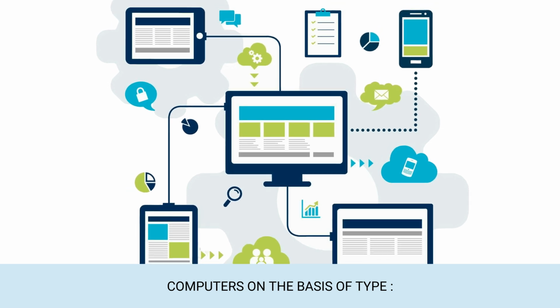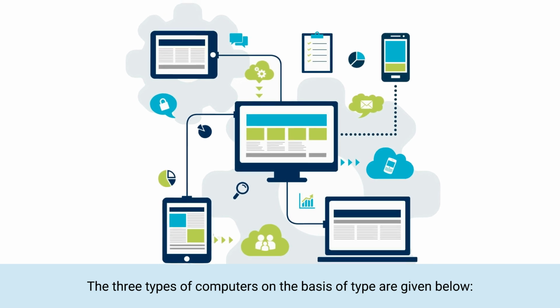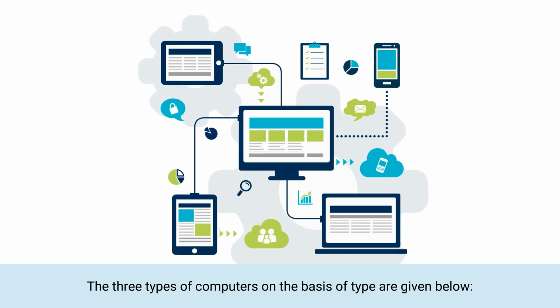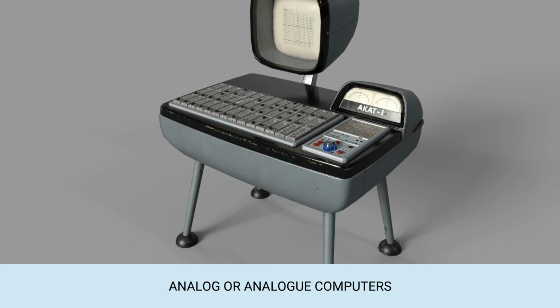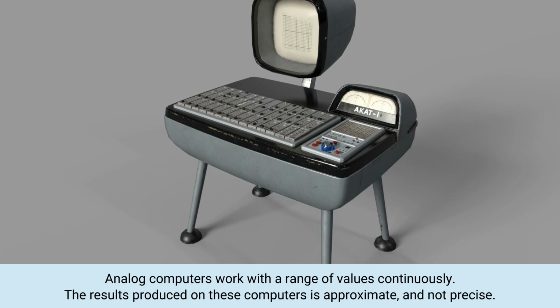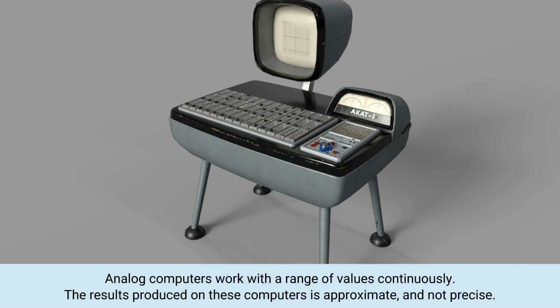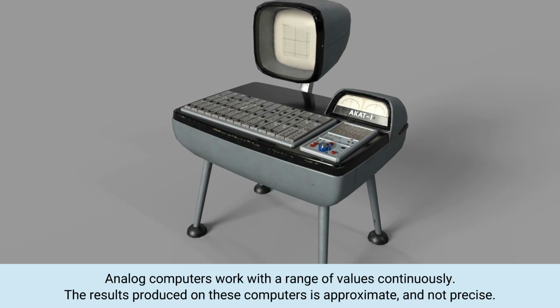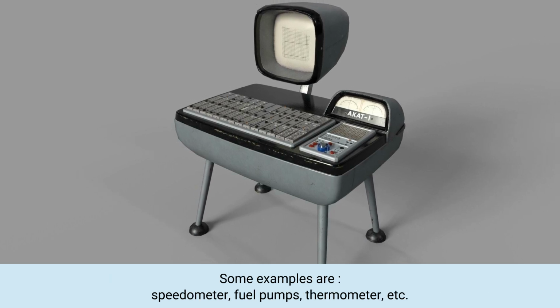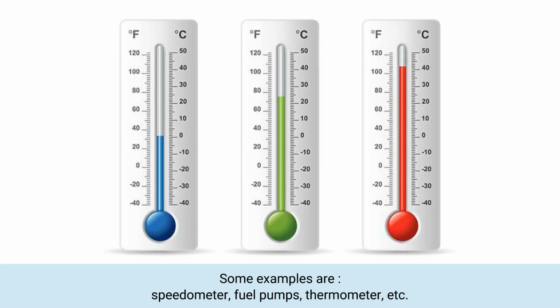Computers on the basis of type. The three types of computers on the basis of type are given below. Analog computers. Analog computers work with a range of values continuously. The results produced on these computers is approximate and not precise. Some examples are speedometer, fuel pumps, thermometer, etc.